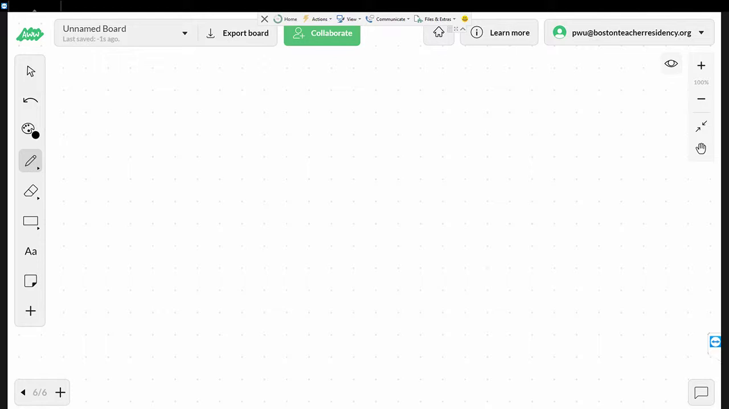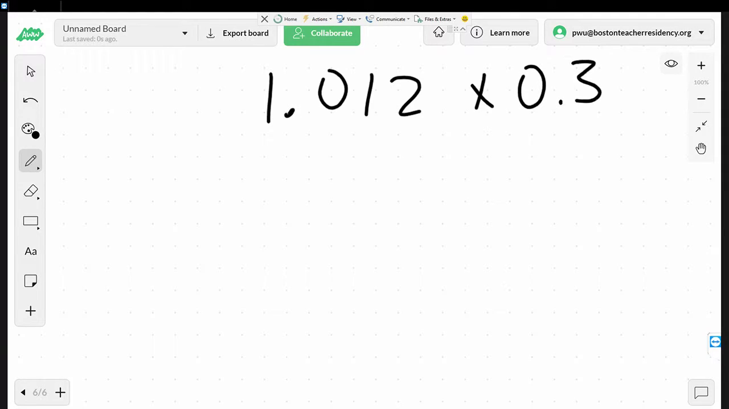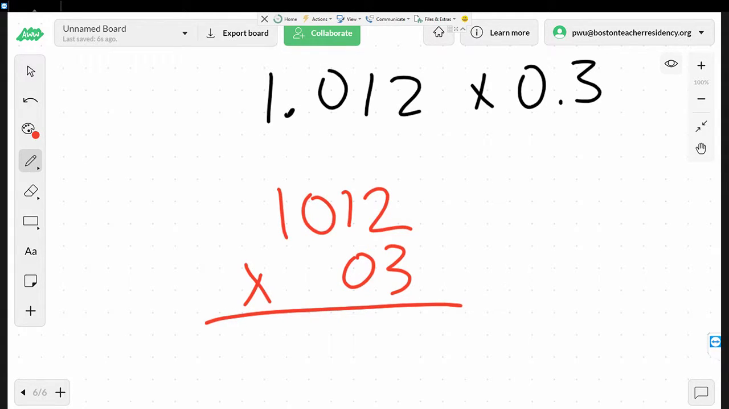So as an example, let's follow my own instructions: 1.012 times 0.3. Our first step is to pretend that there's no decimals. So let's say I have 1012 times 3. And I'm going to put the 0 in front of it. I'm going to do my multiplication like normal. 3 times 2 is 6, 3 times 1 is 3, 3 times 0 is 0, 3 times 1 is 3. The 0, everything's going to be 0, so I'm just going to skip it.